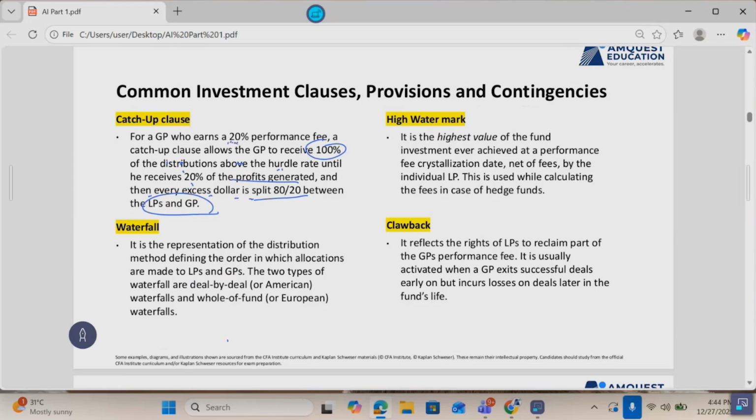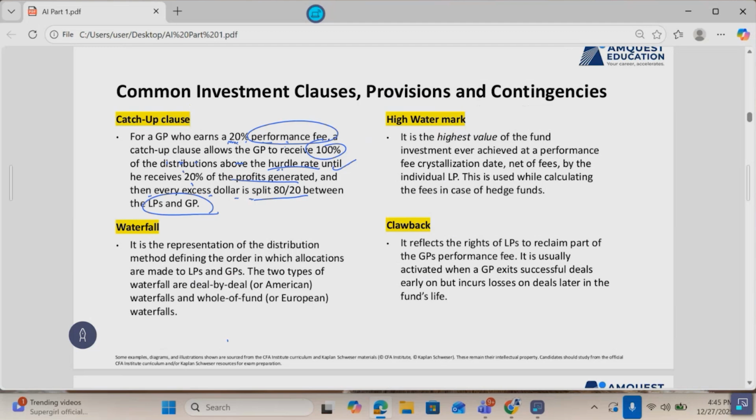The catch-up clause says that okay, 20% data, but when you are earning more than 20%, the excess amount will be shared by you and me around 80-20. Obviously, you take 80, I'll take 20%. So I'm trying to say that I will pay him everything in excess of the hurdle rate. It's a hurdle rate concept, catch-up clause. I'm trying to catch up till the hurdle rate. Waterfall, we'll come to later.